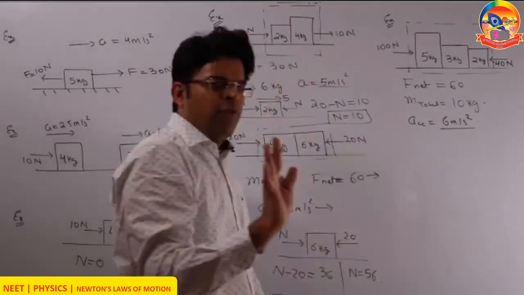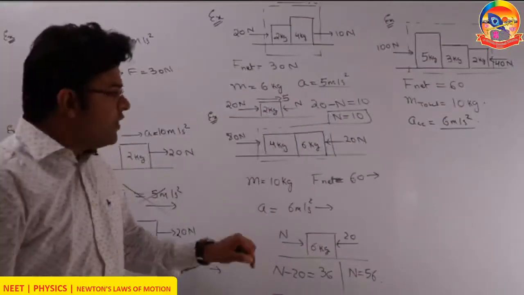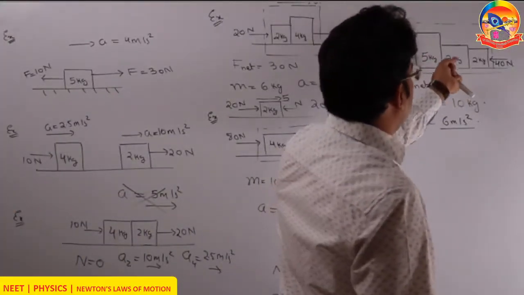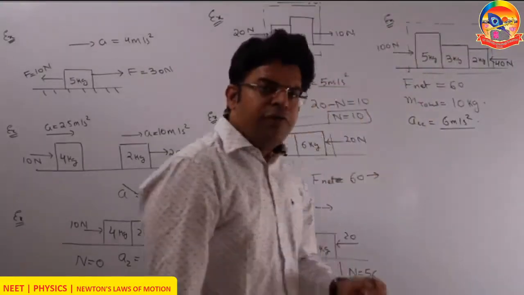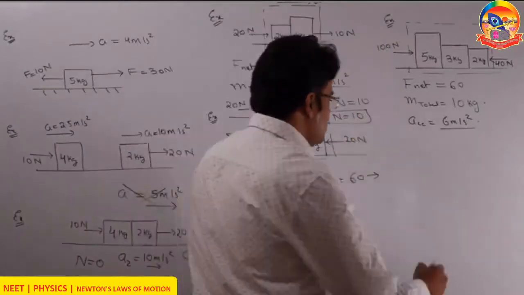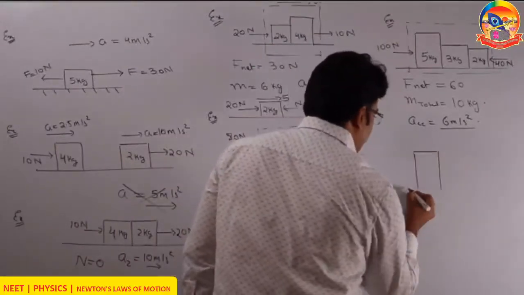That is a cakewalk. That is an easy thing. The difficult part is they might ask what is the force of normal between 5 and 3, or what is the normal between 3 and 2. So if you need to find the force of normal between 5 and 3, I will make the free body diagram of 5 and 3.